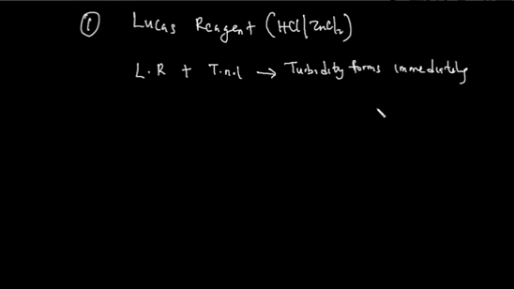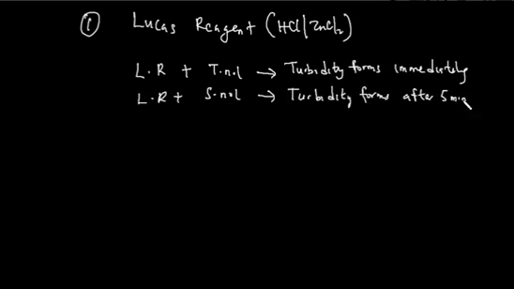When I say turbidity, it means that it will form a precipitate immediately and the solution will become unclear immediately. As you are pouring in the Lucas reagent into a tertiary alkanol, it will show turbidity immediately. But if you are dealing with a secondary alkanol, turbidity will show after 5 minutes. But if you are dealing with a primary alkanol, there will be no turbidity. Please take note of these things because this is a reactional difference between primary, secondary, and tertiary alkanol.